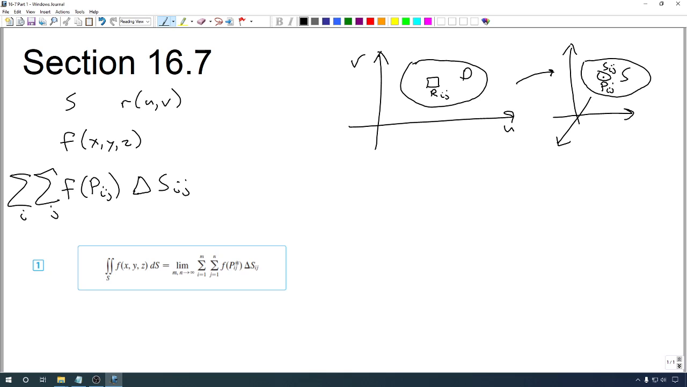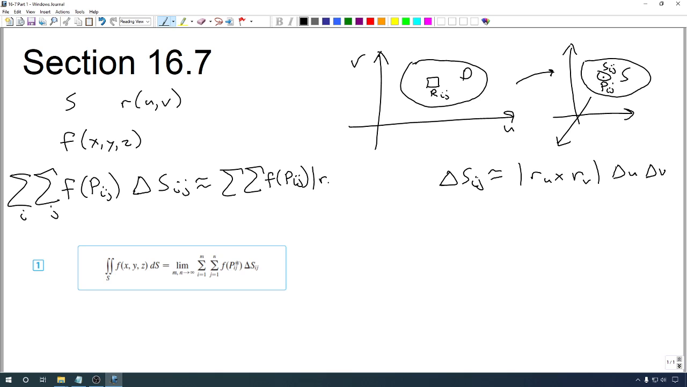Of course, we don't want to have to evaluate integrals using Riemann sums, so we're going to use the result from last section, that this delta Sij is approximately equal to the magnitude of the cross product of Ru and Rv times delta U delta V. Our Riemann sum is then approximately the sum of f of Pij times the magnitude of Ru cross Rv at Pij, times delta U and delta V. That allows us to turn this surface integral into a proper double integral over the domain D.